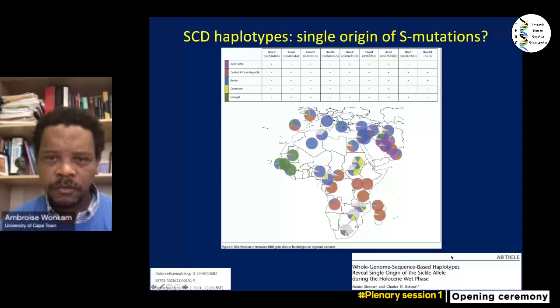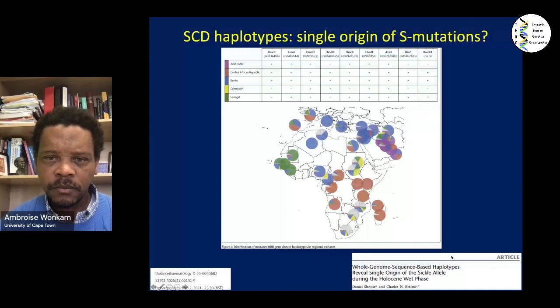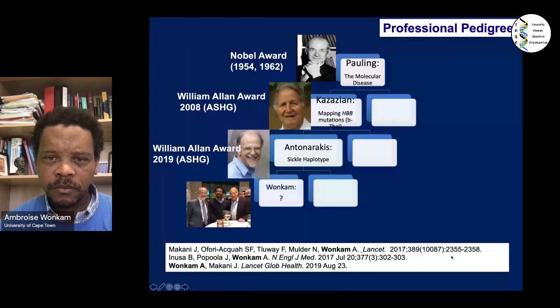Since the discovery of sickle cell disease, many important research landmarks followed, from Linus Pauling, who described the mutation, to the description of haplotypes by Kazazian, to the global distribution of haplotypes suggesting multiple origins by my personal mentor, Stylianos Antonarakis. And I hope that we will contribute to this work in the many years to come of our career.